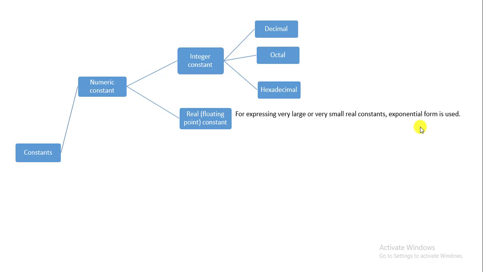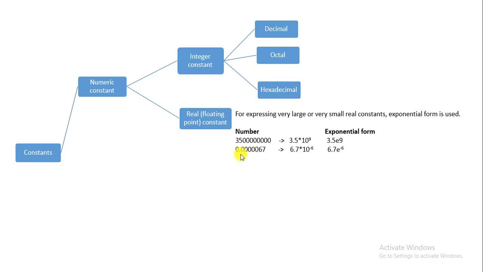Coming to floating constants, to express very large or very small constants, exponential form is used. The letter E in both uppercase and lowercase is used to represent an exponential form. For example, if we take a number 35 followed by 8 zeros, generally we can represent it like this, 3.5 into 10 to the power of 9. And in C programming, we can write this as 3.5e9. In place of lowercase e, we can also use uppercase E.